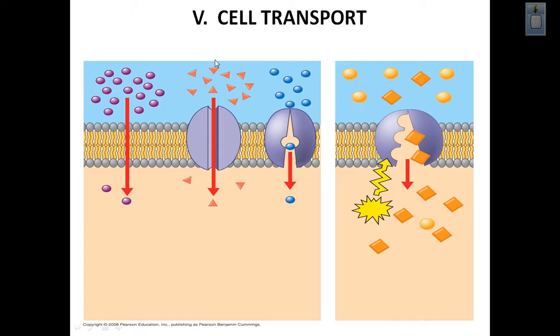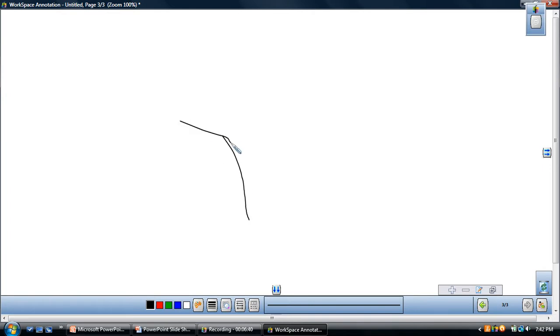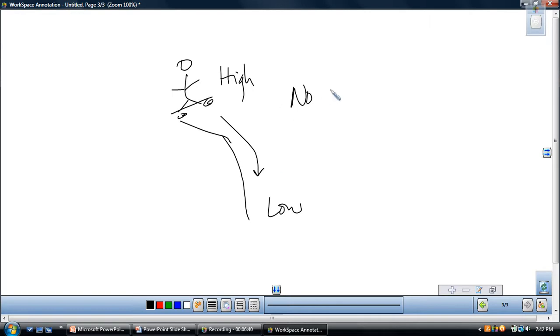So to go from high to low, my pen is working really slow right now. Okay, so to go from high to low, that was an epic failure right there. Here's my hill. Here's my skateboarder at the top of the hill. Here he is. To go from a high part of the hill to the lowest part of the hill is not going to require much energy. So going from a high concentration in the cell to a low concentration, there is no energy needed.